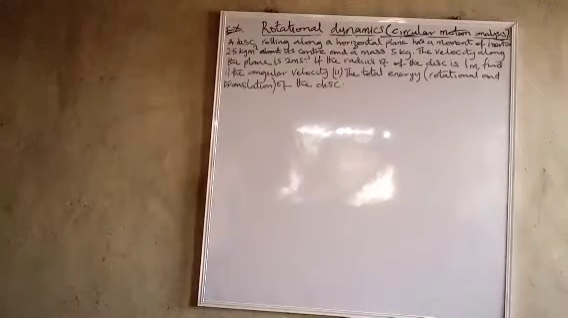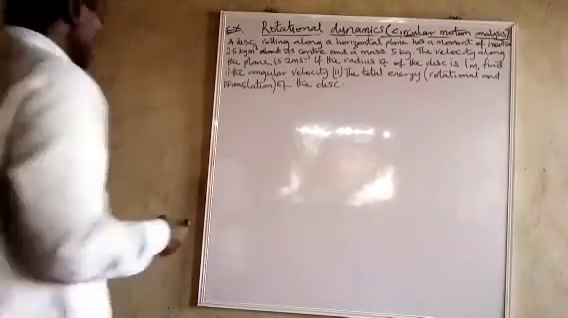A disc rolling along a horizontal plane has a moment of inertia 2.5 kg meter squared about the center and a mass 5 kg. The velocity along the plane is 2 meters per second. If the radius of the disc is 1 meter, find 1. the angular velocity, and 2. the total energy, rotational and translational, of the disc.